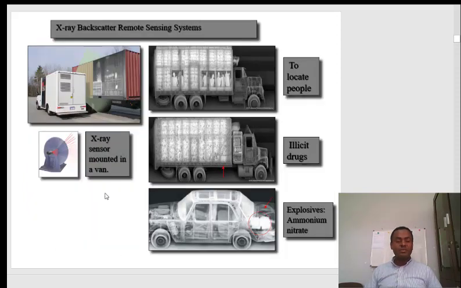Another example of knowledge beyond human visual perception is that we are now able to locate people inside a lorry. We are now able to detect drugs inside a big lorry. We can also detect explosives. Okay, these are not detected by human eyes unless we devise a special X-ray sensor, thanks to remote sensing. Remote sensing gives you knowledge beyond human visual perception. These are some of the examples. I can give you a lot of examples.